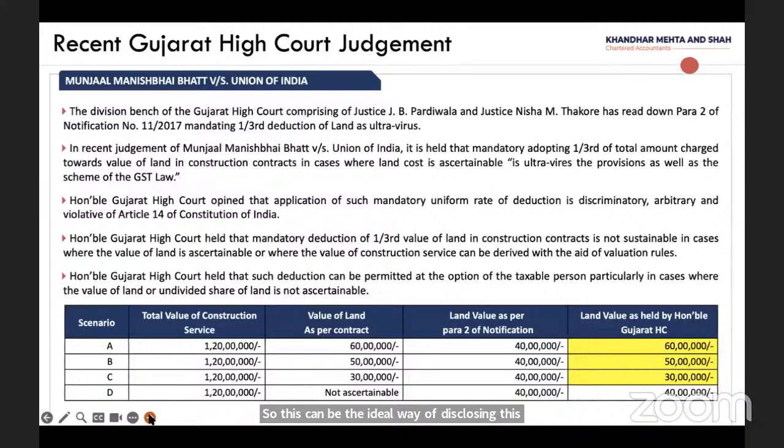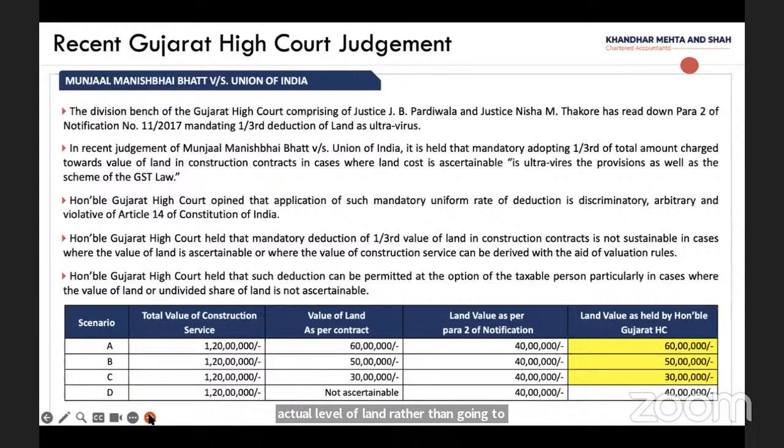Now, regarding this one third value that is to be deducted for the land. It was challenged in the Gujarat High Court in the case of Munjal Manish Bhatt, wherein the Gujarat High Court accepted the petition filed by the petitioner. The petitioner said that when I can find out the actual value of land in a contract, why should I deduct only one third? Why can I not reduce the entire amount of land? Because taxing the land is ultra vires GST. You cannot tax the land. And if I'm giving you the actual value of land, then you should consider the actual value rather than going to the deeming fiction of one third value.